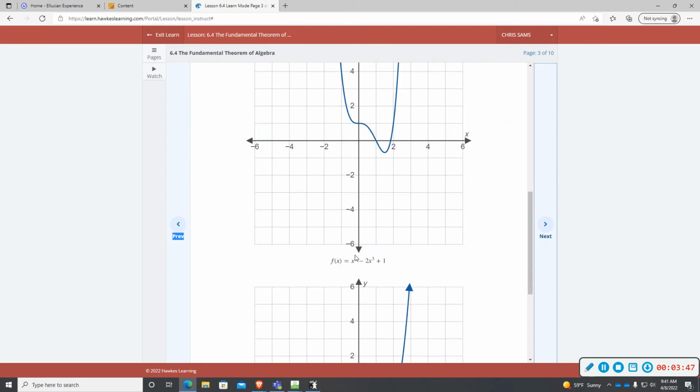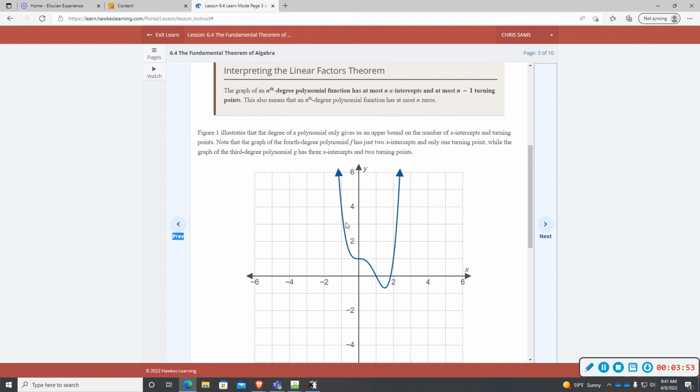So here's an example. This is a 4th degree. So it says that this polynomial could cross the x-axis at the most 4 times. You can see this one crosses twice. And then it says at the most 3 turning points. So it's going down, and this kind of counts as a turn. So there's 1, that's 2, and then 3. So that number of turning points matches up.